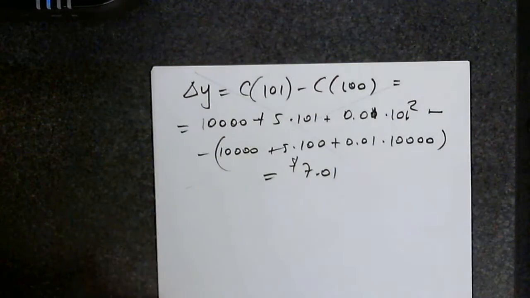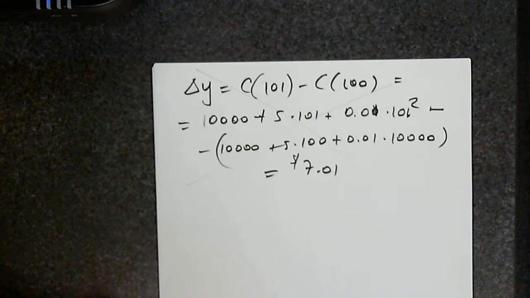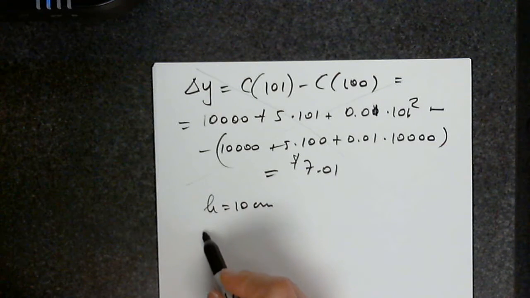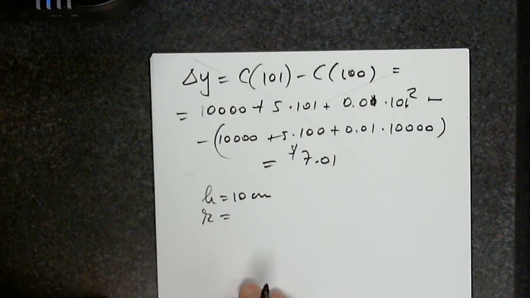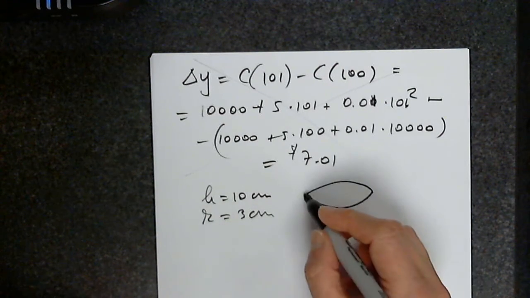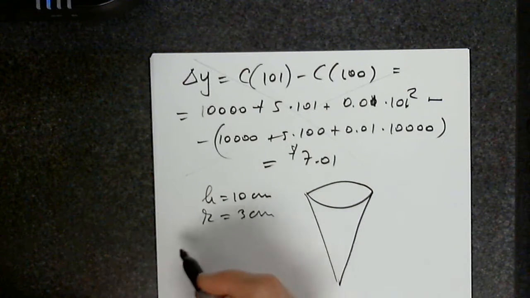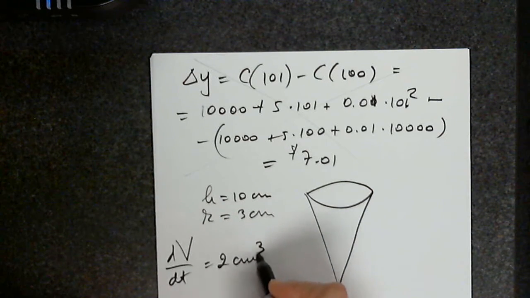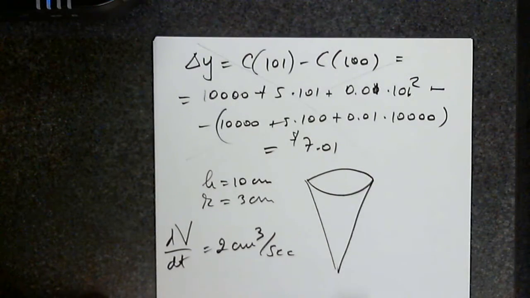A paper cup has the shape of a cone with height 10 centimeters and radius 3 centimeters at the top. Height is 10 and the radius is 3. If water is poured into the cup at a rate of 2 cubic centimeters per second, how fast is the water level rising when the water is 5 centimeters deep?